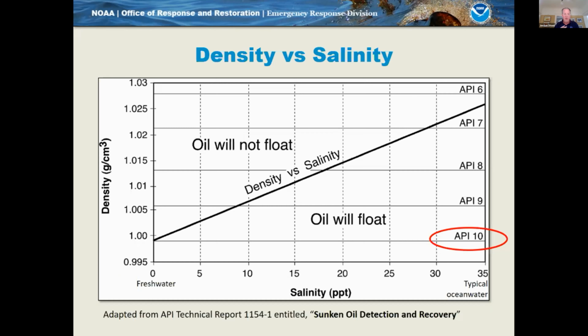This is a figure from a recent API technical report. Looking at the density measurements on the vertical axis, you can see that an oil of an API of 10 or greater would be expected to float in both fresh water and salt water, whereas an oil of less than, say, API 6 would be expected to sink in both fresh water and salt water. But if the oil has an API gravity between, say, 6 or 6.5 and 10, then it would probably sink in fresh water, but it may float in salt or brackish water. So you really have to be cognizant not only of the density of the oil, but also potentially of the receiving waters that the oil spills into.